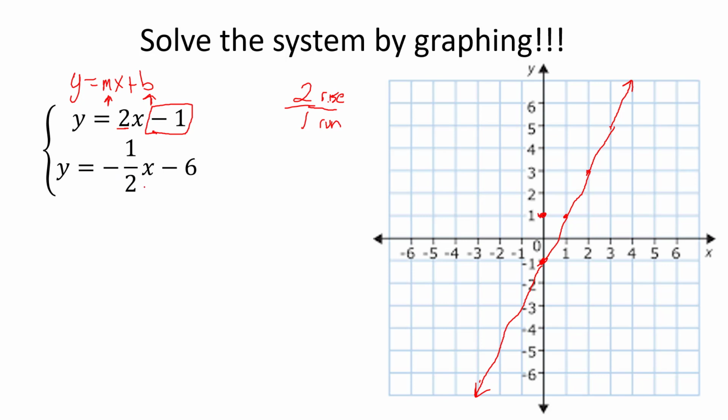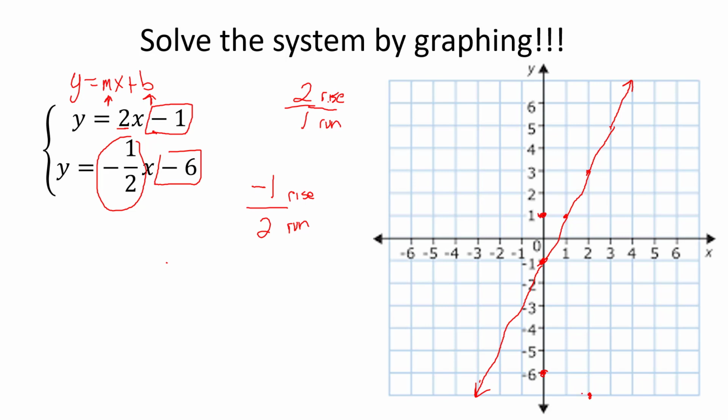Y is equal to -1/2 x minus 6. So again, I have my y-intercept, which is my b value. I have my slope, which is -1/2. Well, you're welcome to keep the negative sign out in front. I always tell students to write it this way, -1/2, because that's now going to tell me my rise is a -1, in other words, going down, and my run is going forward still. So let's get our y-intercept here, and we are going down 1, forward 2.